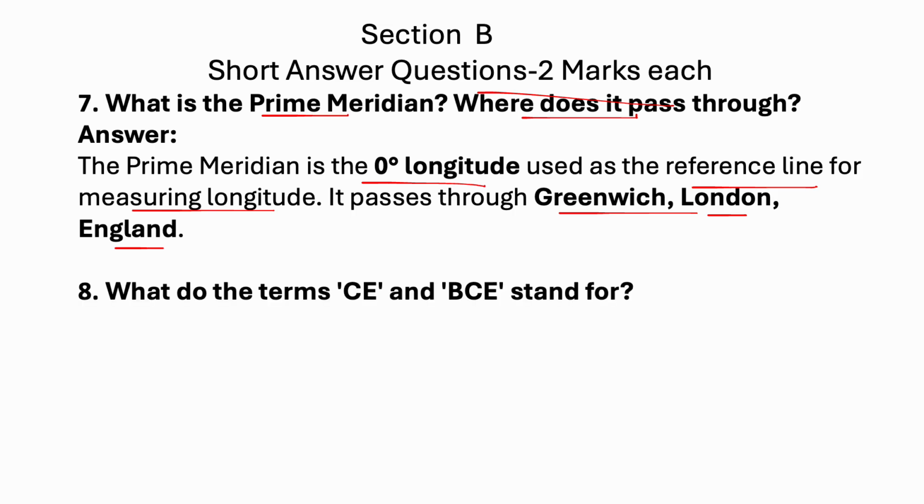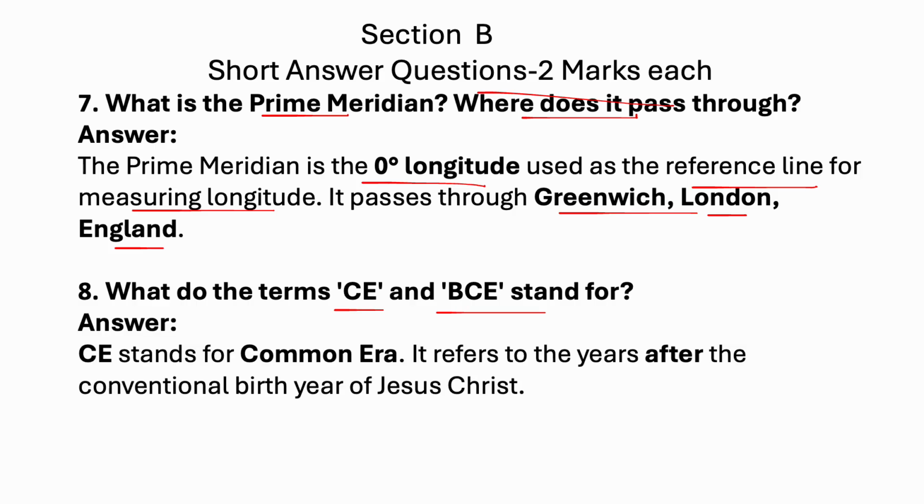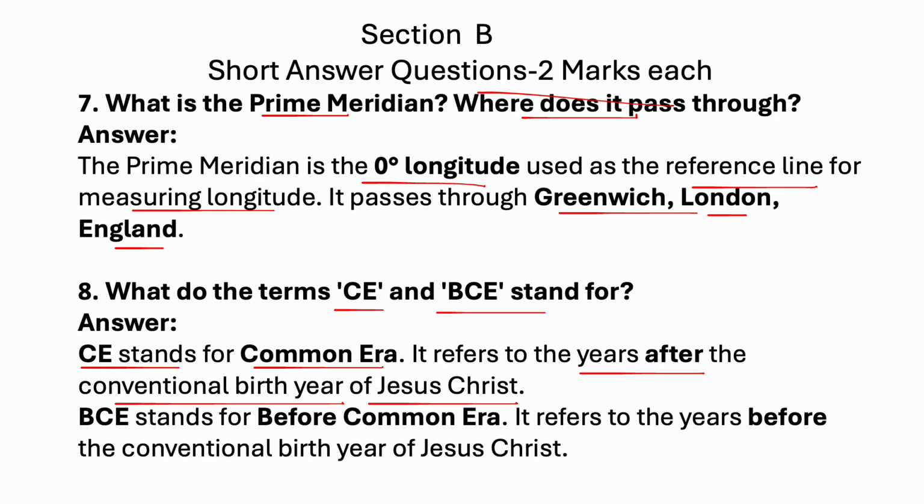Next one, what do the terms CE and BCE stand for? CE stands for Common Era. It refers to the years after the conventional birth year of Jesus Christ. Then, what is BCE? BCE stands for Before Common Era. It refers to the years before the conventional birth year of Jesus Christ.